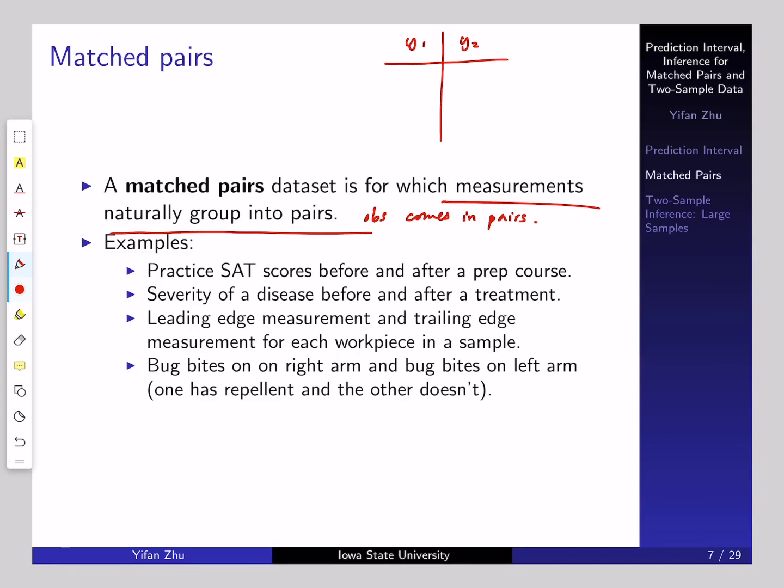So this is our data table, and there are two measurements. Each row is one observation. There is a measurement called Y1 and a measurement called Y2. So for each observation, we have two measurements, Y1, Y2, Y1, Y2, Y1, Y2. If there are n observations, then it is an n by 2 table. These are some examples of matched pairs datasets.